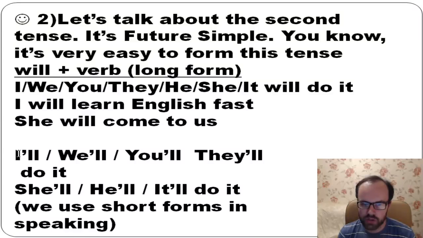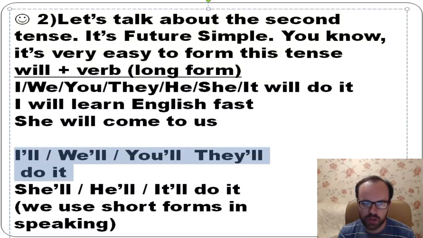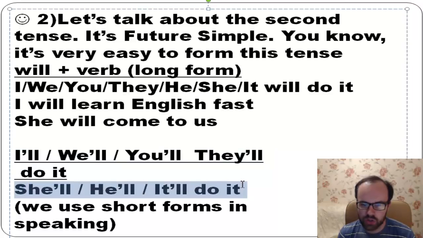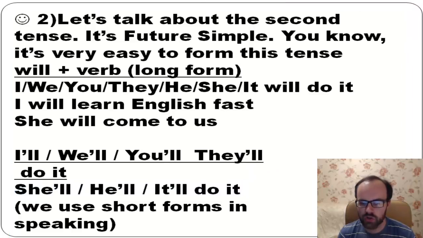Or you can use a short form. I'll do it, we'll do it, you'll do it, they'll do it, she'll do it, he'll do it, it'll do it. We use short forms in speaking. So you see.